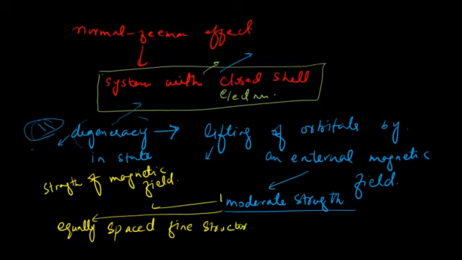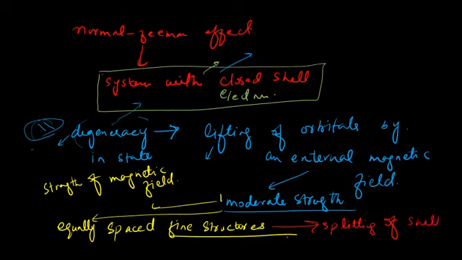Fine structures. So what is meant by fine structures here? Here, fine structures means the splitting of a spectral line into several lines in the presence of a magnetic field. Splitting of a spectral line into several lines in the presence of a magnetic field is called fine structure, and all these lines are equally spaced. This means that the distance between these lines will be equal.